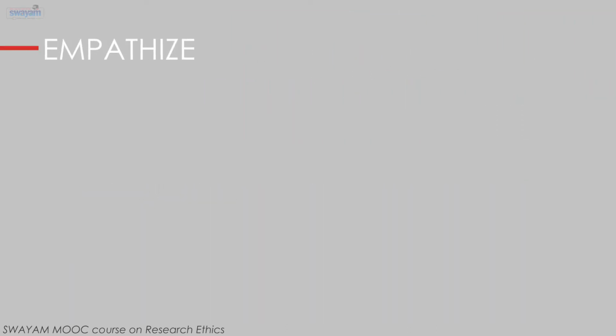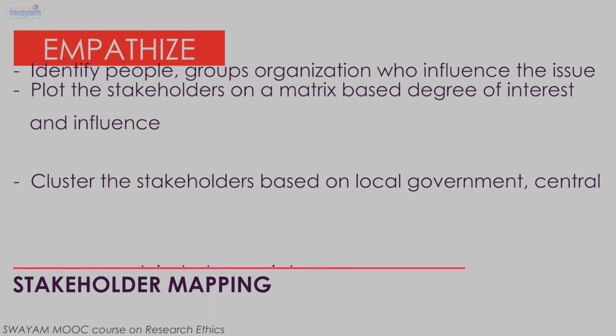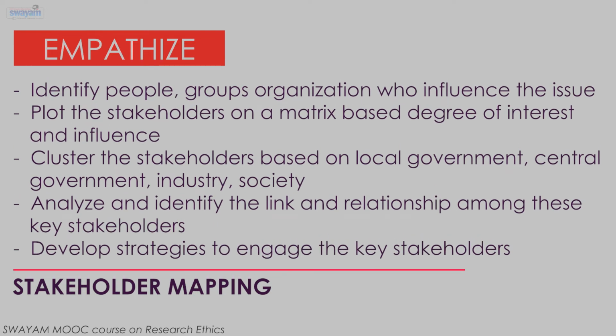this area. So we need to identify people, groups, organizations which influence the issue, plot the stakeholders on a matrix based on degree of interest and influence, cluster the stakeholders based on who they belong to, their interest and influence degrees. Analyze and identify the links and relationships between the key stakeholders. Develop strategies to engage these key stakeholders.